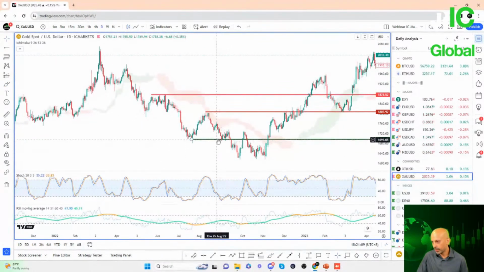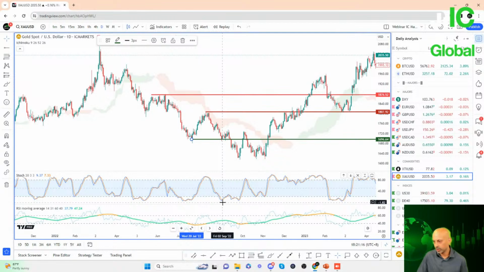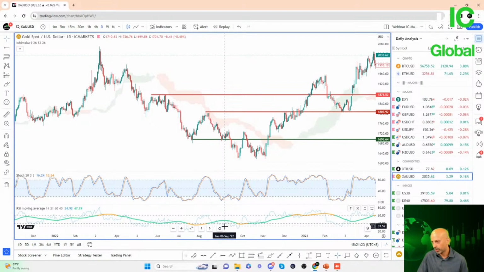Right. And also we can see that as price is approaching the support level, we can also see stochastic move into oversold conditions. We can also see the RSI indicator dropping quite low as well.